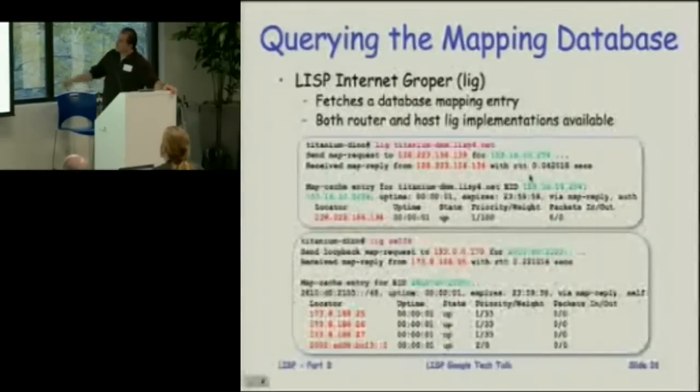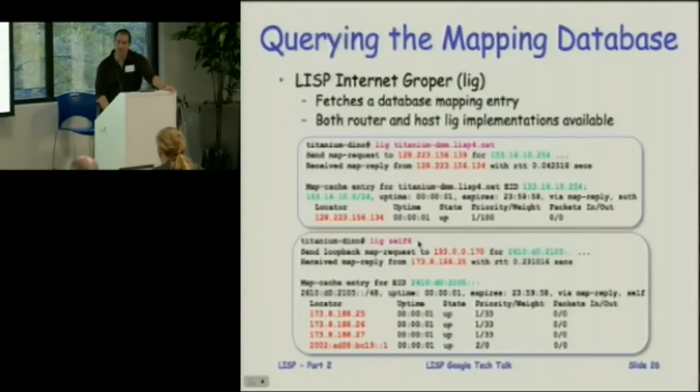And what this LIG does is basically, LIG titanium dn list4.net is an EID. So it's ligging for this thing. It's sending the map request to that map resolver. And the map reply came back from one of the ETRs at the site. In fact, it's the only one. And here's the mapping database entry. Here's the prefix for it. Here's a locator. It's up. This is what the priority is.